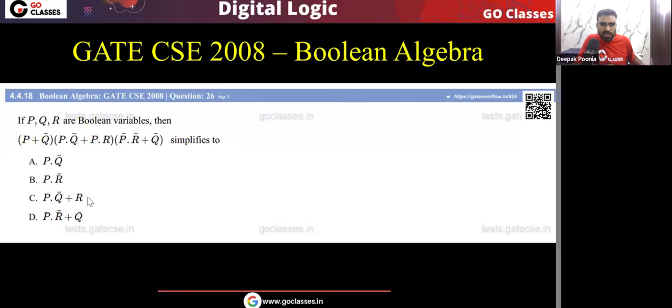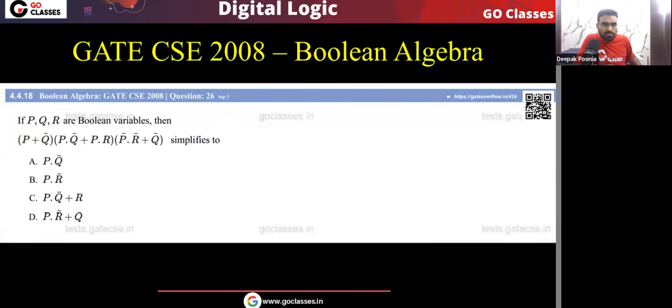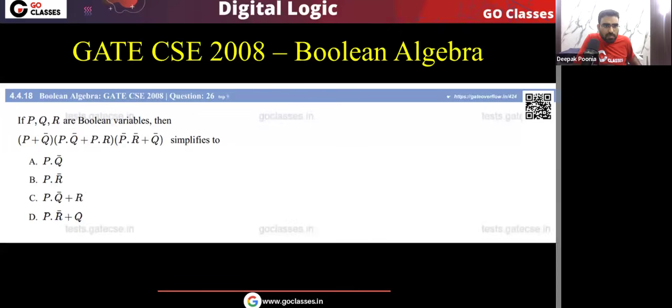So let me tell you, this expression that is given to you, let me call it x. This is the given expression, that is P or Q bar, and P Q bar or PR.